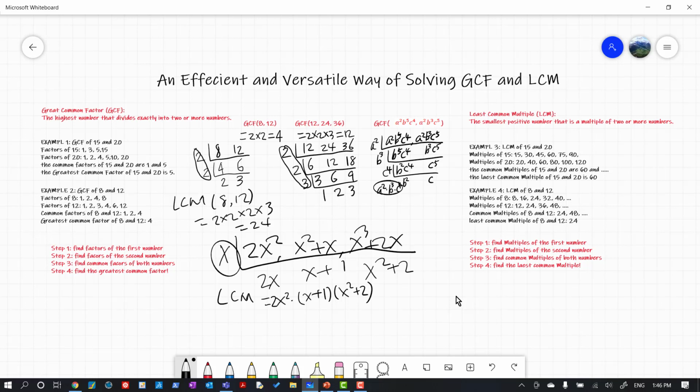All right. So this is the way I liked most to get the GCF and LCM. If you like this way, try to practice, and then you will find that finding GCF and LCM is fun.